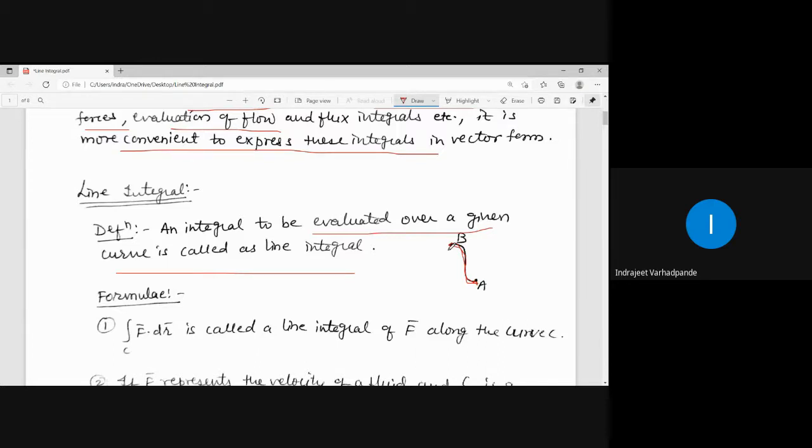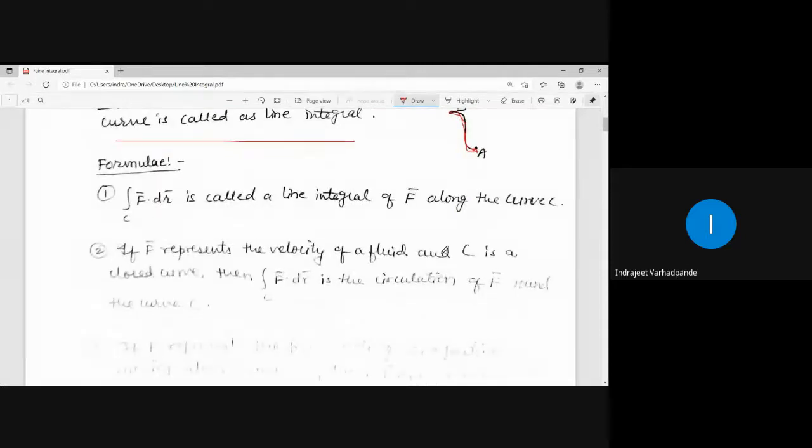This value of integration will be evaluated by traversing the path connecting the points A and B. So this integral is nothing but the line integral. What are the different formulas associated with it? How do we read the line integral? Line integral over curve C, or line integral over path C, of f bar dot dr bar is called the line integral of f bar along the curve C. How is it represented?